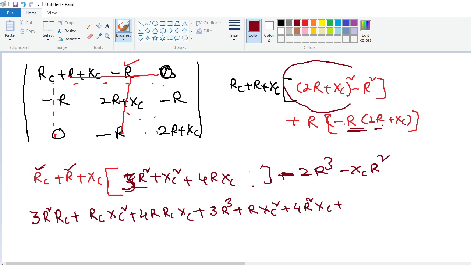Next, multiplication with XC. XC into 3R square XC. XC into XC square, XC cube. XC into 4RXC square minus 2R cube. Minus XC R square.